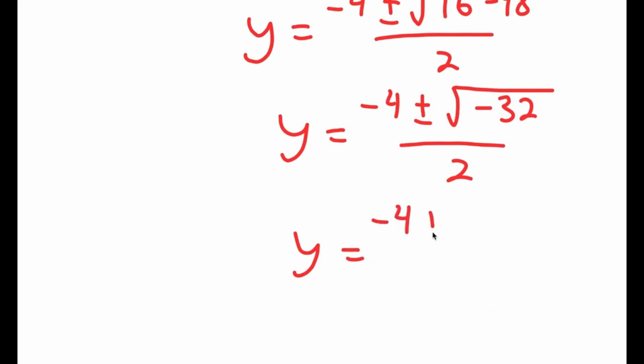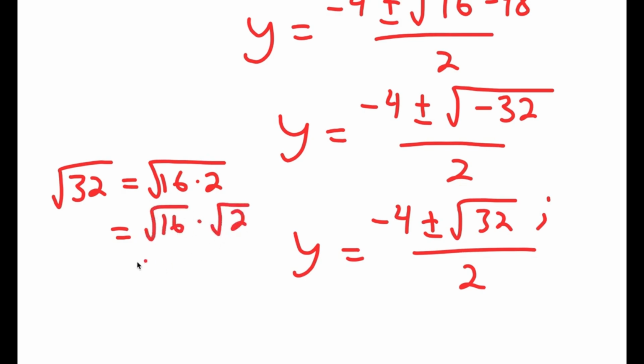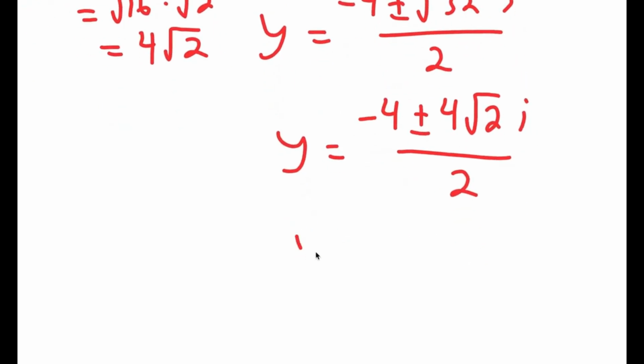And this is equal to negative 4 plus or minus the square root of 32 times the square root of negative 1, which is the same thing as i, over 2. And the square root of 32 can be simplified to the square root of 16 times 2, which is equal to the square root of 16 times the square root of 2, which is equal to 4 root 2. So this is going to equal negative 4 plus or minus 4 root 2 i over 2. And if I divide both of these terms by 2, I get negative 2 plus or minus 2 root 2 i.